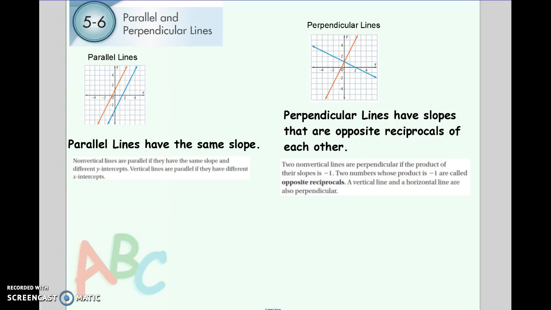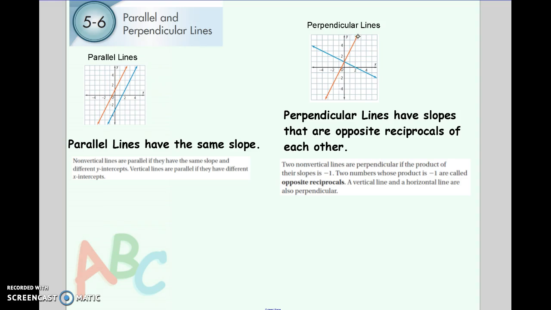Today we're doing 5.6 parallel and perpendicular lines. Parallel lines are lines that go in the same direction. They're never going to intersect. They're non-vertical lines and they happen to have the same slope. They're going to have different y-intercepts, but they will have the same slope, therefore never intersecting.